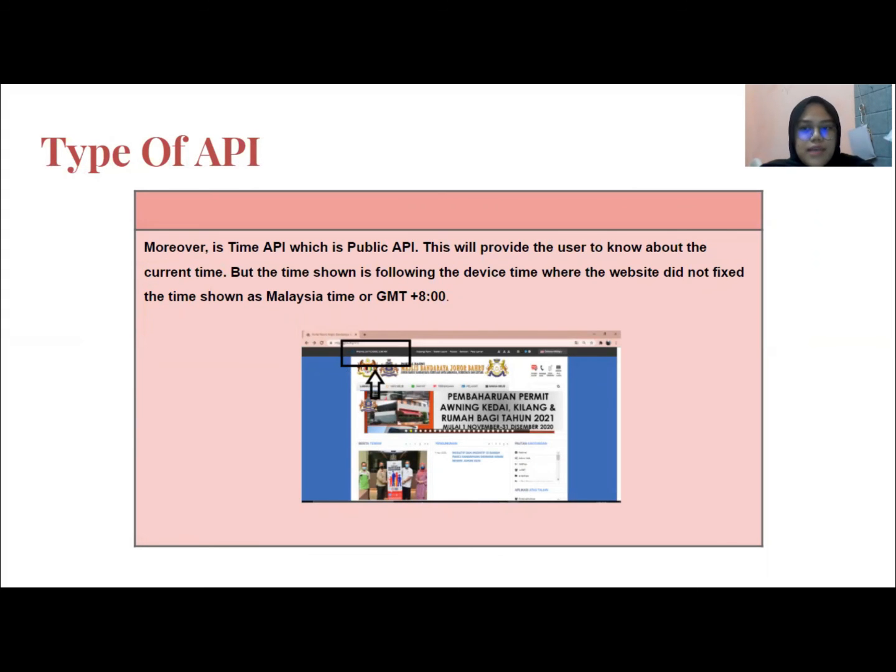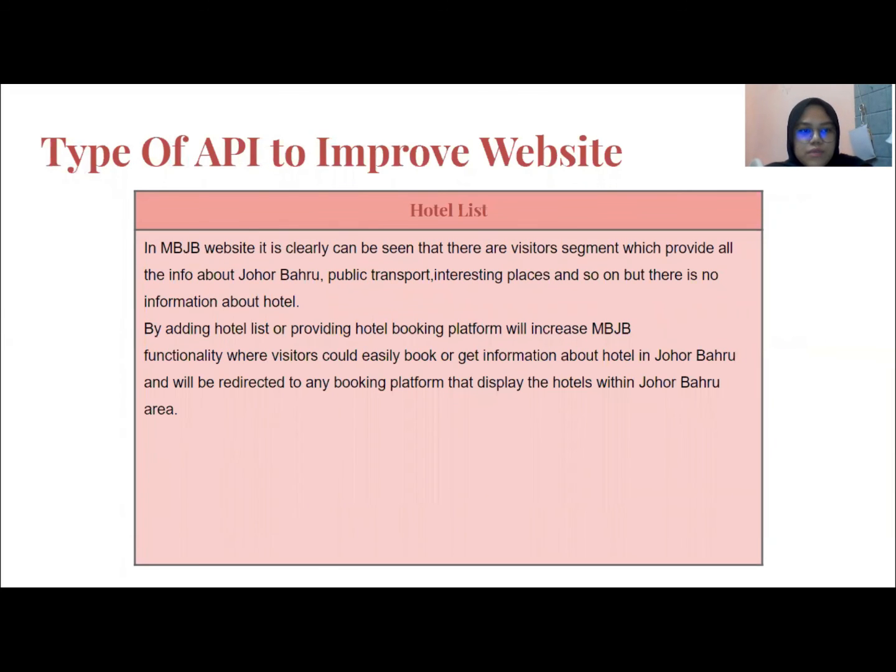Okay, next is type of API. There is a time API in the MBJB website, which provides the information for people to know the current time. But the time shown in the website follows the device time, and it is not fixed as Malaysian time. So the next one is type of API to improve the website.